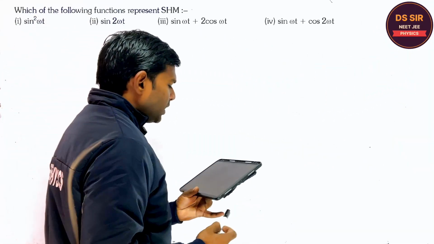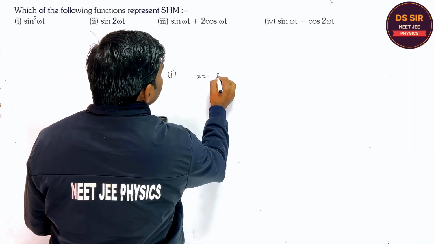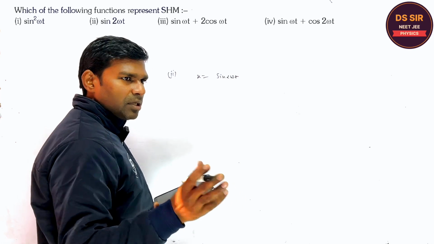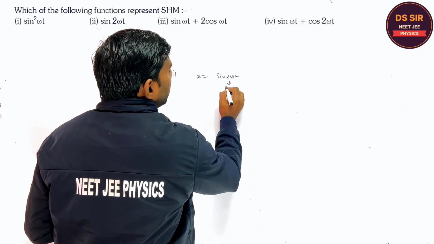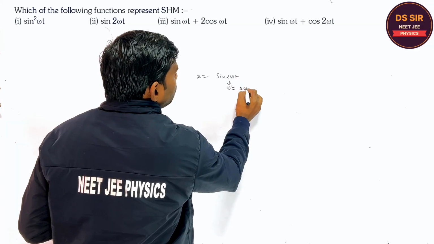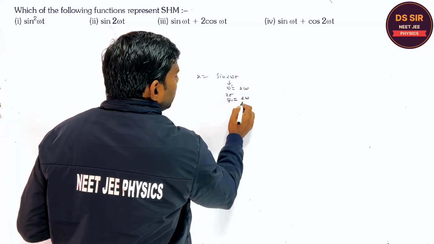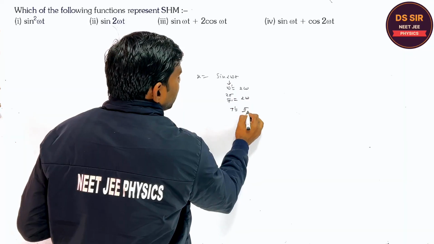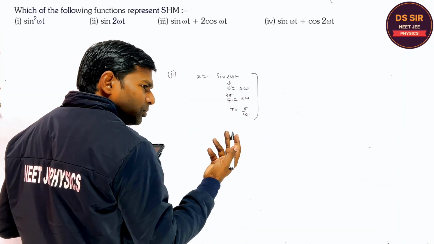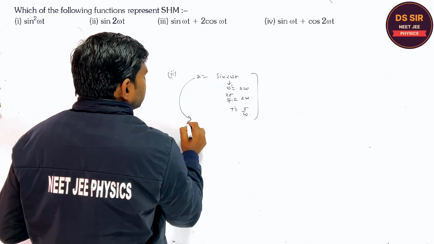Okay, so in the second part, what is the second part? You tell. x is equal to sin² omega t. Is it SHM or not? It is SHM. And what is the time period if you want to find? You will write omega dash is equal to 2 omega, so 2 pi by 2 omega. So T dash is what? Pi by omega.